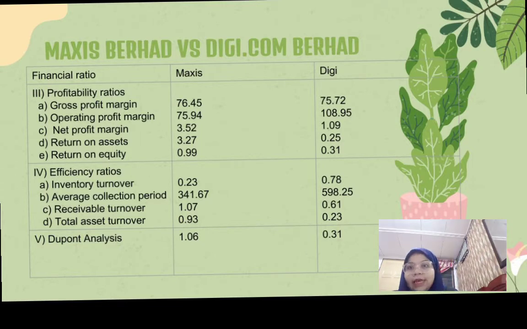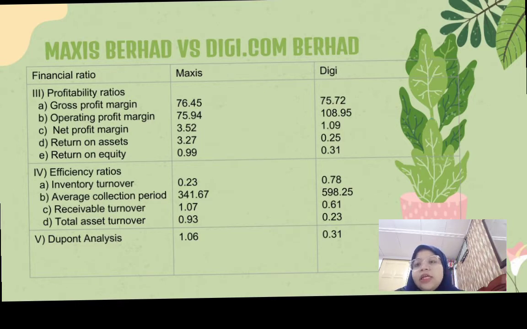Return on asset for Maxis gets a value of 3.27, while DiGi gets a value of 0.25. This indicates Maxis can generate more profit than its assets, measuring how efficient a company's management is in generating revenue from their economic resources or assets on the balance sheet.